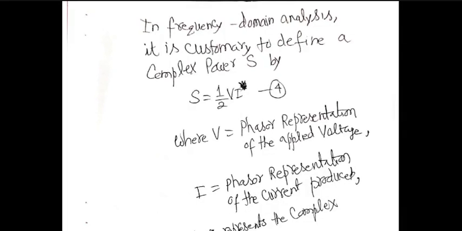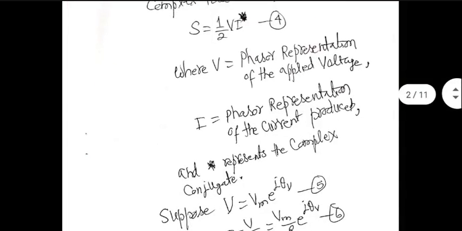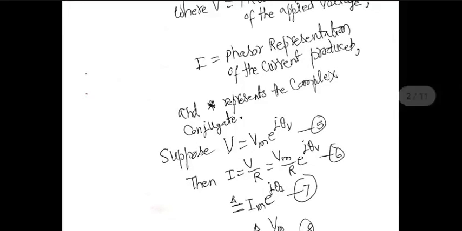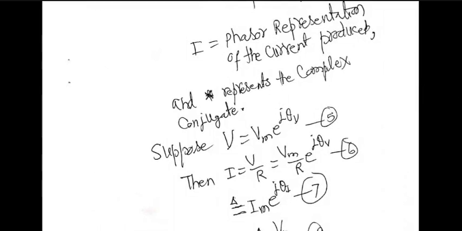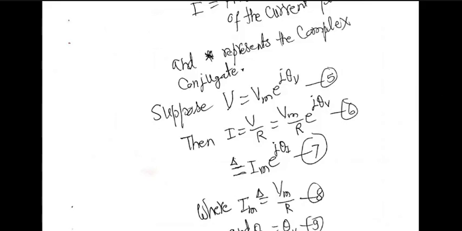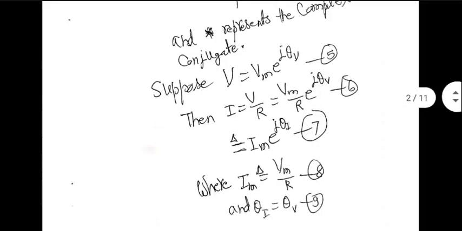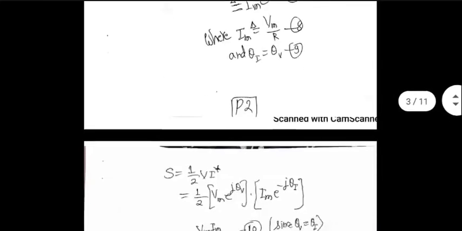V is the phasor representation of the voltage across the load. I is the phasor representation of the current in the load. V is obviously going to be written in general as Vm e to the power j, some phase angle, which we are going to call theta V. Current in case of a purely resistive load will be V divided by R, which can be represented as Im e to the power j theta I, where Im is Vm upon R and theta I is going to be the same as theta V, because it's a purely resistive load. So it's a very simple case.